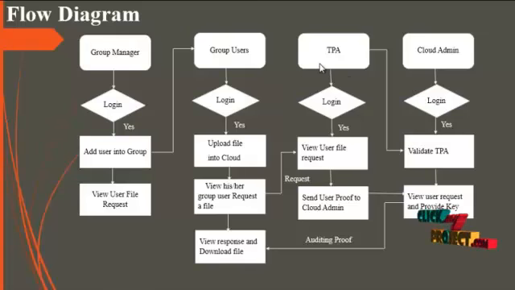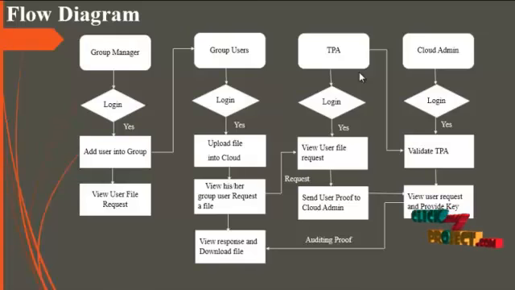Now see the TPA, third party auditor. Auditor is responsible for ensuring that the board of approved audit directives are implemented. Most auditing teams heavily rely on email sharing and drive sharing of information between each other. Auditor has his own credential to access our system. After login, auditor audits user file requests, validates the proof and sends challenges to cloud admin.